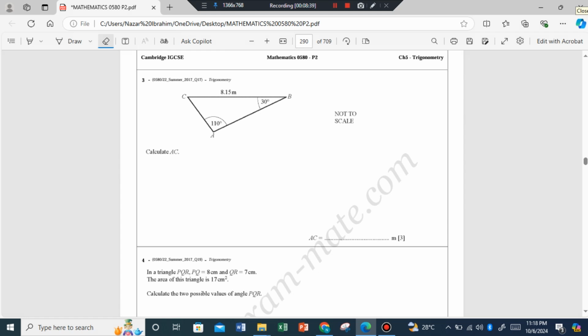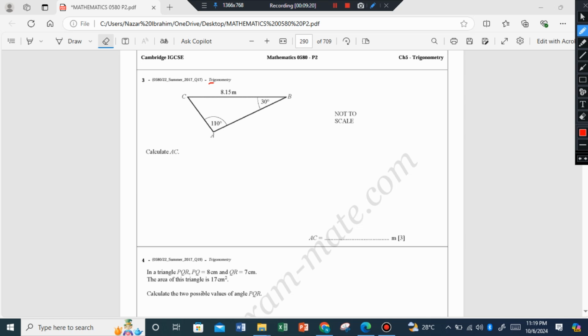Okay, now here I'm again seeing a triangle. You are just dealing with triangles in this topic. That is why it is named trigonometry. You see the word "tri" over here. So you will be dealing mostly with triangles, right? But here I am not having a right angled triangle. I am having two angles, 110 and 30. I am having one side BC, 8.15 meters, and I have to calculate AC, this side.